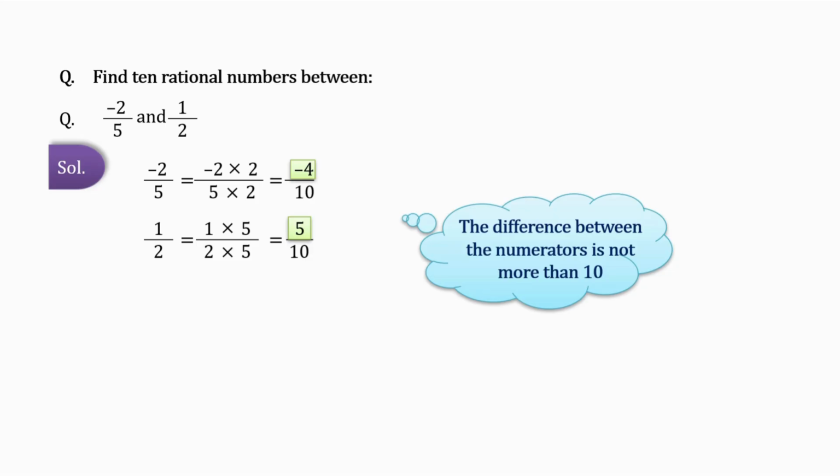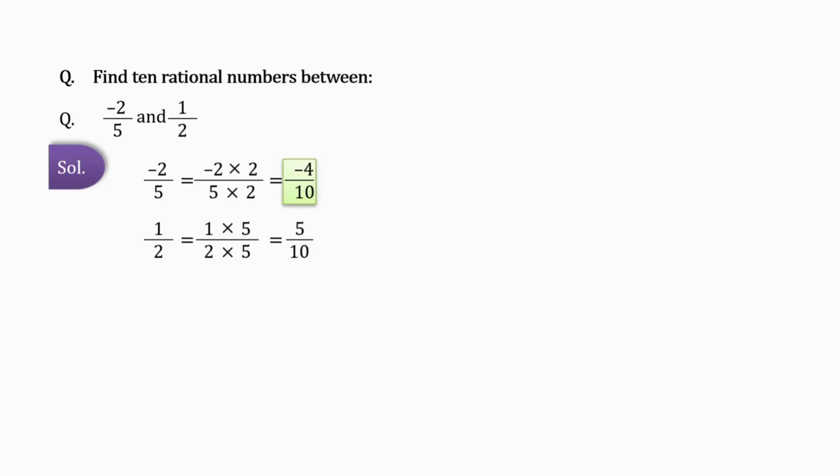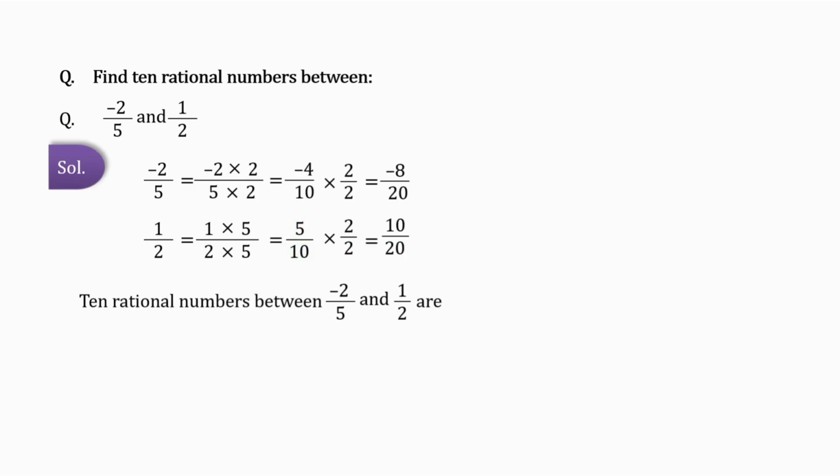Now in this case, the difference between the numerators is not more than 10. Because if you check, it is coming around 9. The difference is 9. So that's why we are again multiplying both the numerator and denominator by 2 to get a more range. So now the 10 rational numbers between minus 2 by 5 and 1 by 2 are, you can write any numbers in between these rational numbers.